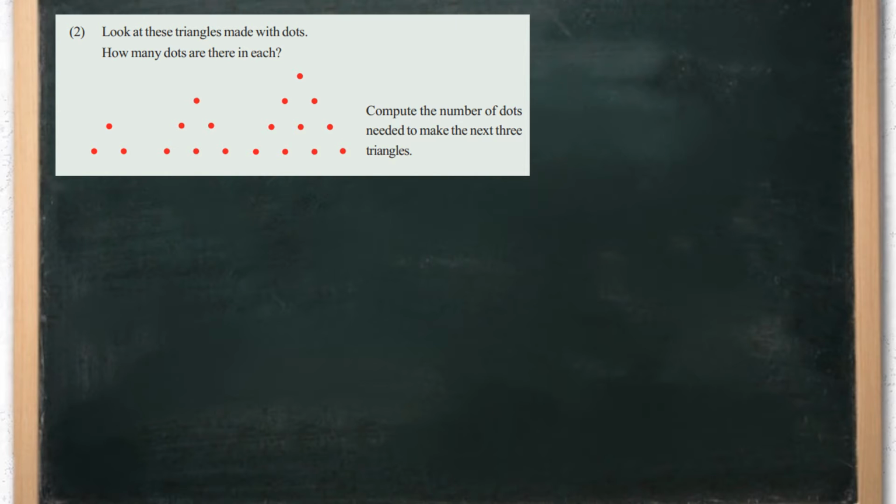So let's start with the second question. Look at these triangles made with dots. How many dots are there in each? Compute the number of dots needed to make the next three triangles.